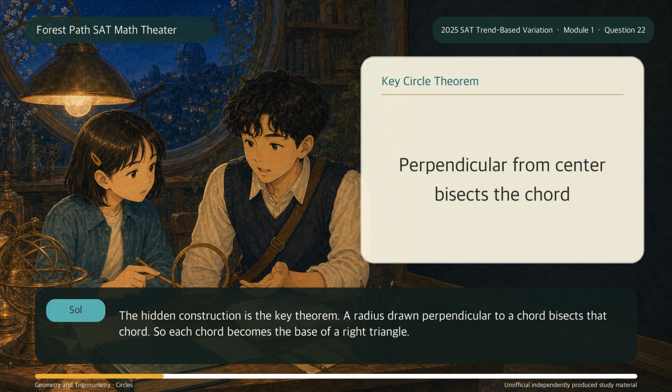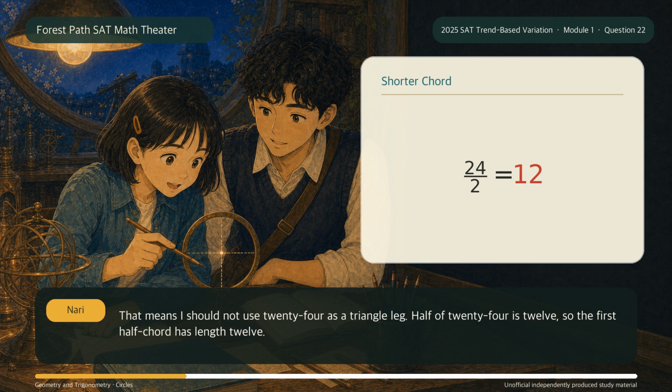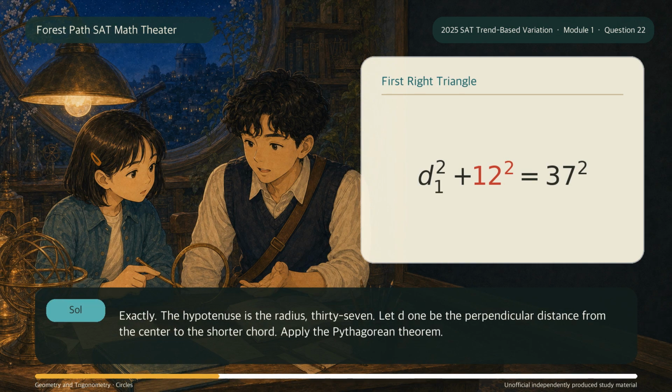The hidden construction is the key theorem. A radius drawn perpendicular to a chord bisects that chord. So each chord becomes the base of a right triangle. That means I should not use 24 as a triangle leg. Half of 24 is 12, so the first half chord has length 12. Exactly. The hypotenuse is the radius, 37.